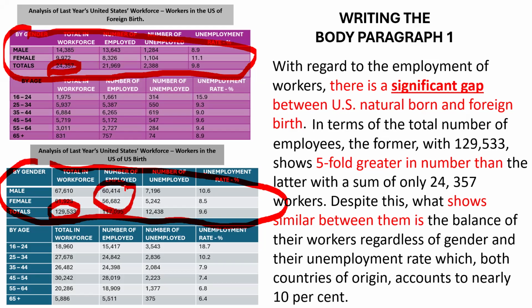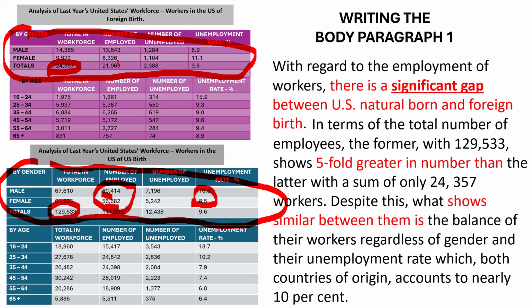So male and female only show differences of 56,000 female and 60,000 male workers. And their unemployment rate also doesn't show a very big or significant gap.